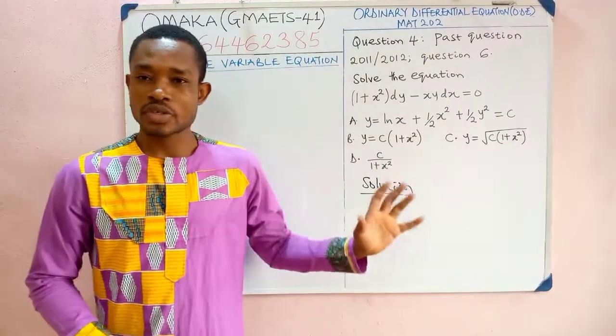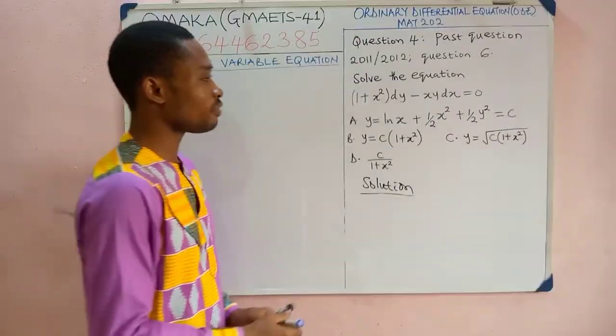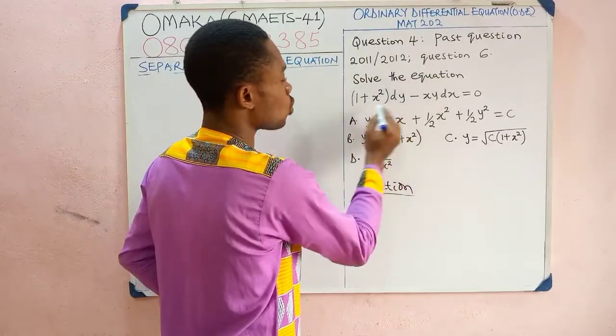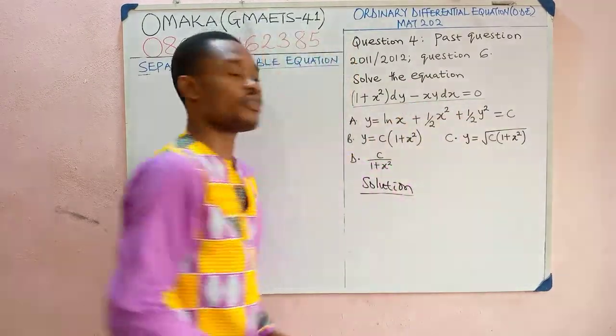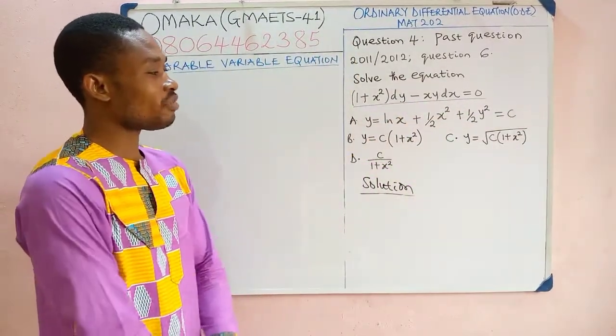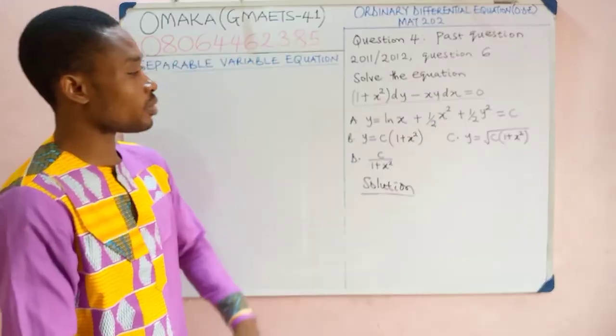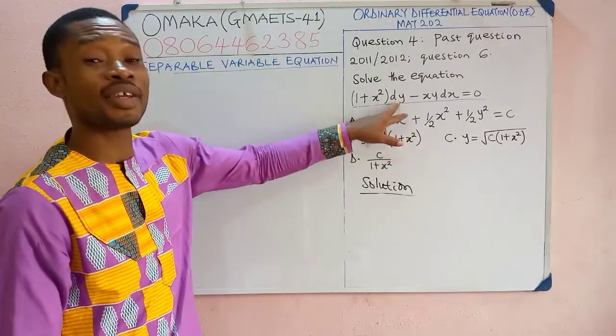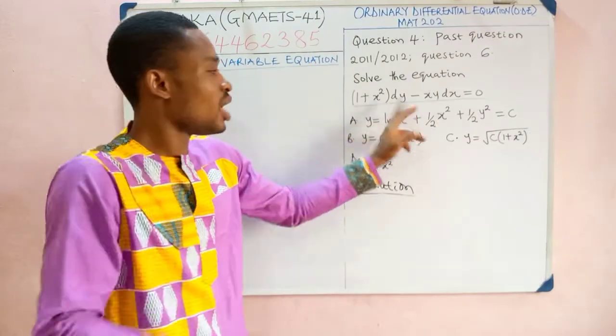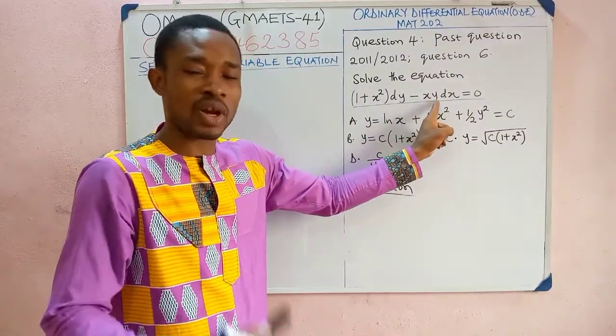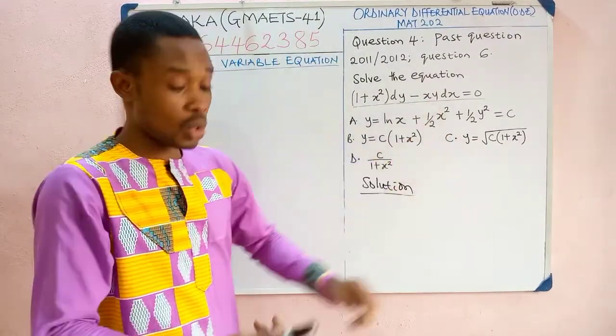We have this past question on the board here, 2011-2012. We are asked to solve the equation. Look at it. It's a differential equation. Observe that this is a separable variable equation because you have an x variable multiplying a dy term, and then also an x variable multiplying a y variable here. And so we can separate them.